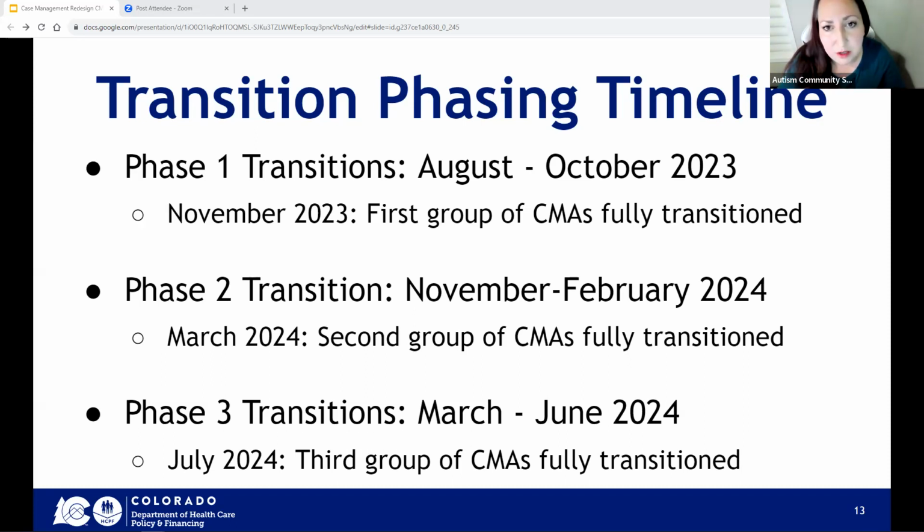There is an exception process, especially for the ones who live within a close proximity to their new one, and maybe you've been with this one for so long and they are staying in business. There is an exception process for you to be able to stay with them. You would just reach out to your case management agency and let them know, I don't actually want to transition to a new case management agency because I'm really happy with my case manager. And they will accommodate that. It's up to every individual case management agency to decide.